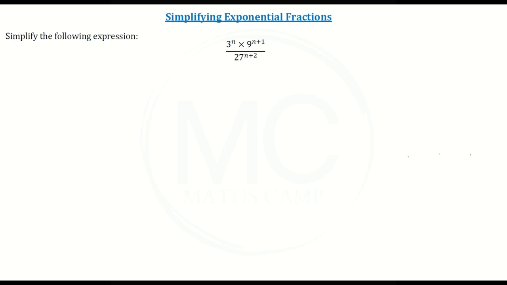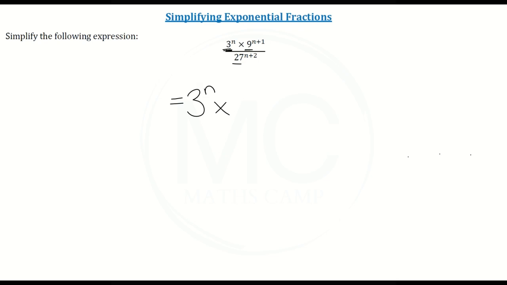Simplify the following expression: 3 to the power of n multiplied by 9 to the power of n plus 1 all over 27 to the power of n plus 2. Here we have a base of 3, a base of 9, and a base of 27. They are not the same. So the first thing we need to do is change our bases into prime bases. We have a prime base of 3.